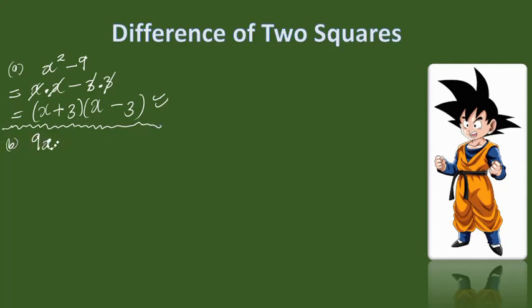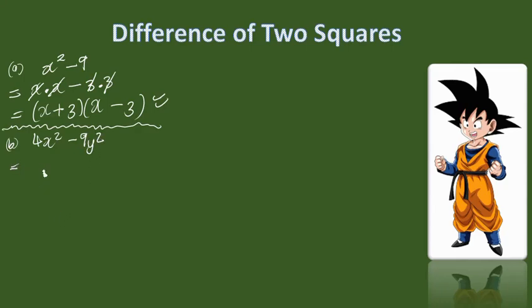We have 9x raised to 3. No, sorry, that was the previous example. That was for common factor. Okay, let's say we have 4x squared, minus 9y squared. Right? So what is the first step?